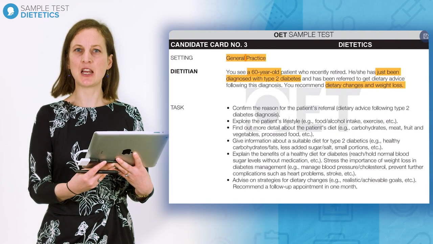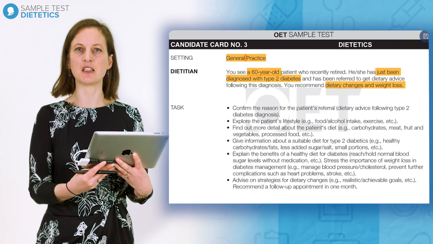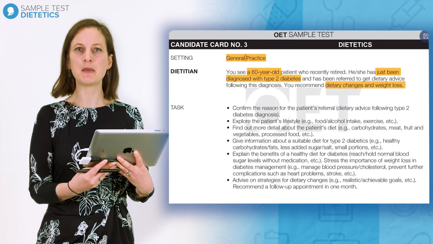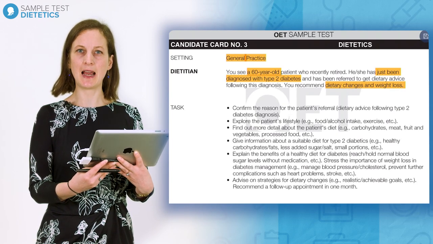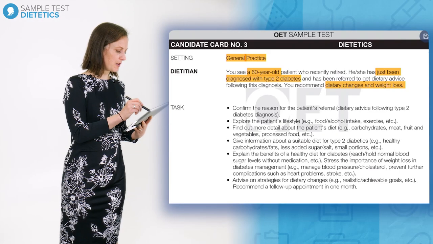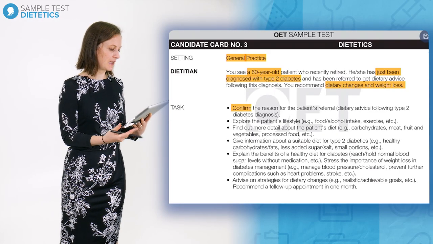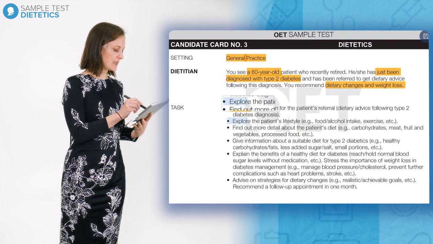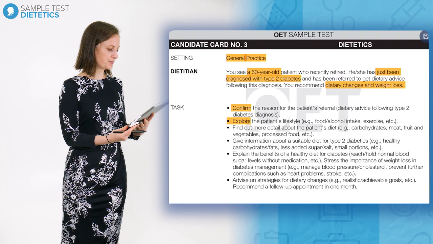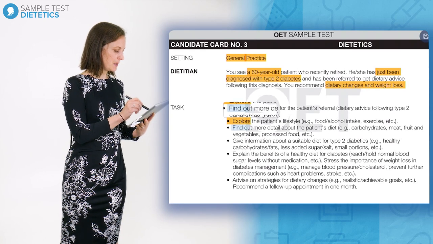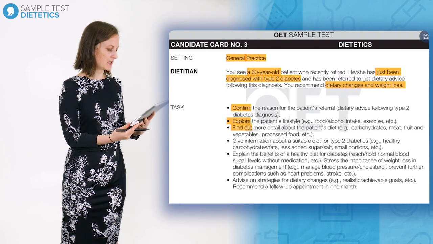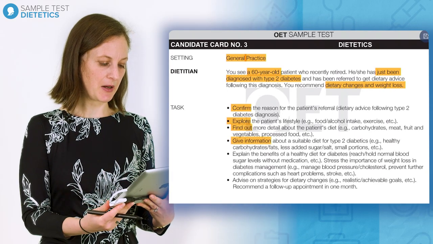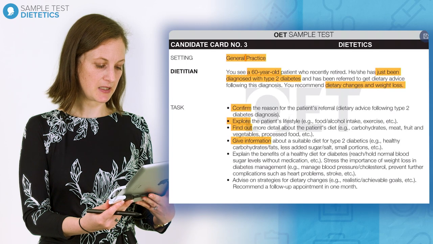Read the tasks to check what needs to be discussed in the conversation. The verbs starting each task are really important in helping me to understand what I will say and how I will say it. Confirm means to check with the patient if they are clear for the reason for their visit today. Explore means to discuss with them their current lifestyle. While find out means ask questions about the patient's diet. Give information means to tell the patient about a suitable diet for type 2 diabetics.